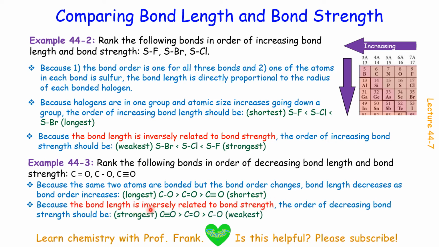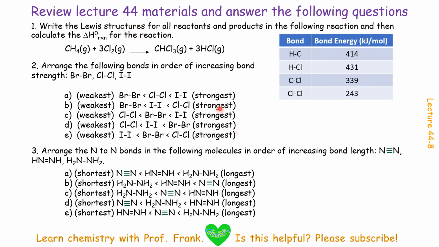Again, the bond length is inversely related to bond strength. Therefore, the order of decreasing bond strength is CO triple bond has the strongest strength and CO single bond has the weakest bond strength. That's it for lecture 44.